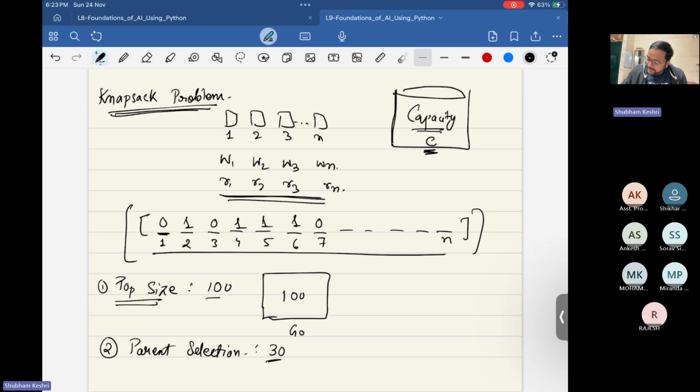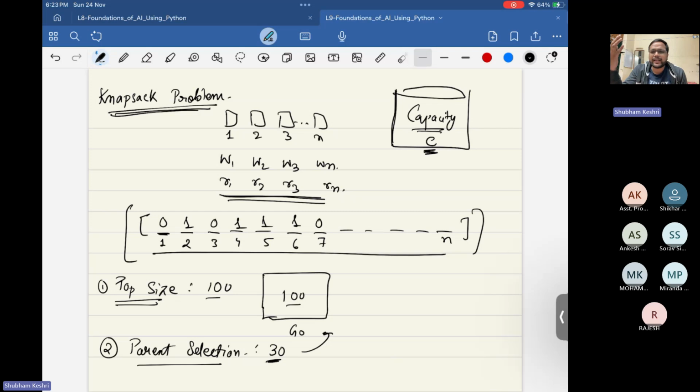So we will select 30 individuals from this population. There can be multiple ways to select parents. So what you can do is you can pick the best among these 100. So you can pick the best 30. That is known as elitist selection. Elitist selection means the good individuals from that population. You can pick the best 30 individuals from this population.